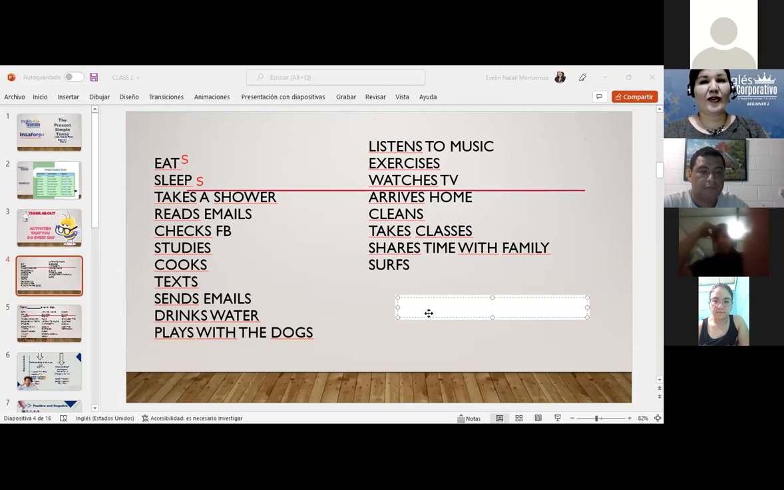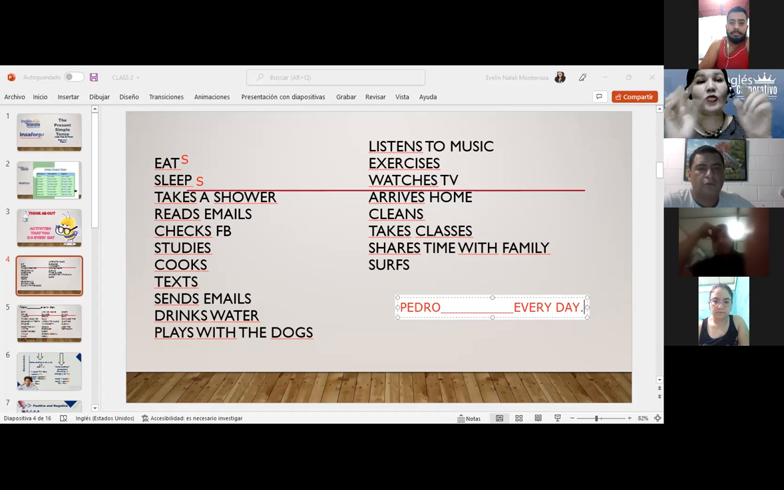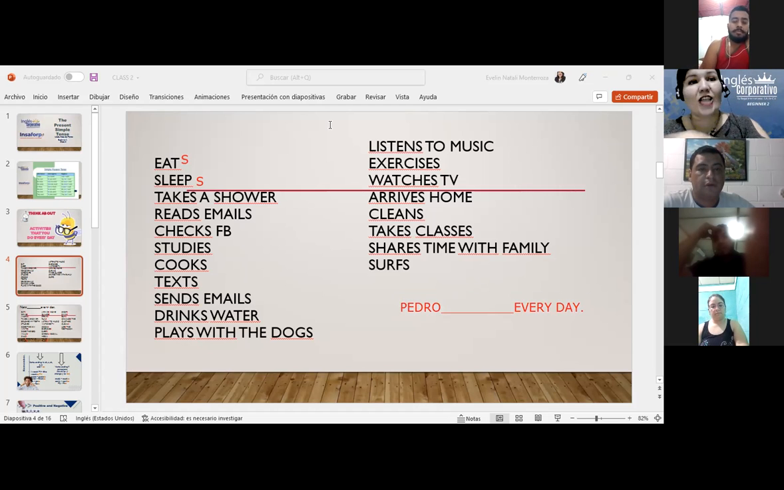So if we need to create sentences with these ones, imagine that I am going to use a name of a boy. We are going to use Pedro, right? Pedro, a very Salvadorian name. Pedro, every day. And we can use any of these verbs to complete this sentence. We can say, Pedro eats every day. Pedro takes a shower every day. Pedro listens to music every day.